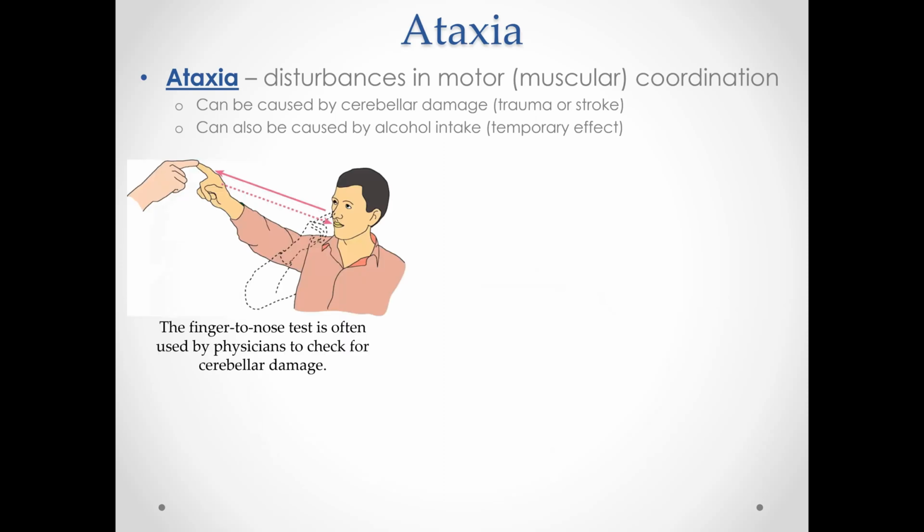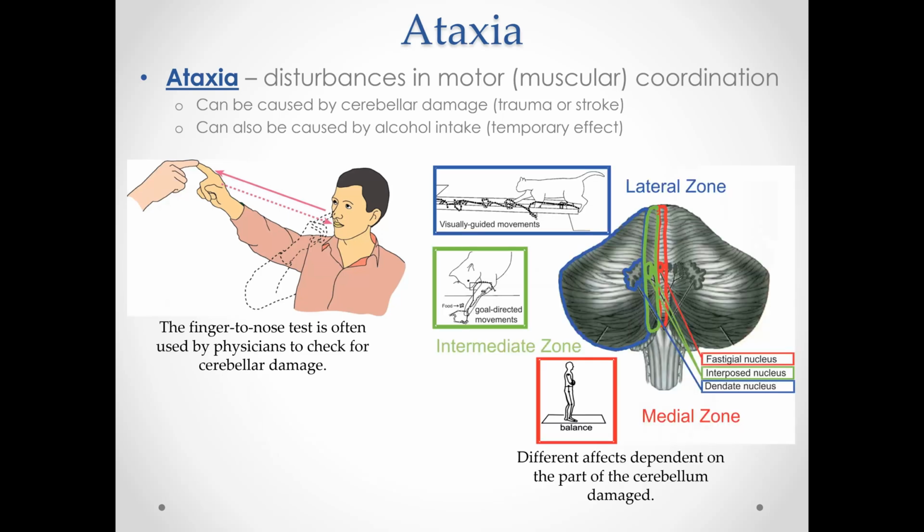So physicians often use what is called the finger to nose test to check for cerebellar damage, and this is when they ask you to place your finger on their finger and then bring it to your nose and then back again, and they're looking for any shakiness in this movement. It should be a very smooth movement, so they're looking for any shakiness or impreciseness, like not hitting your nose, and that tells them that there could be something potentially wrong with your cerebellum.